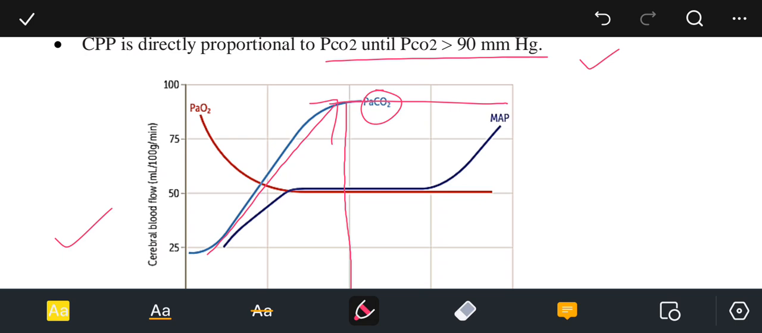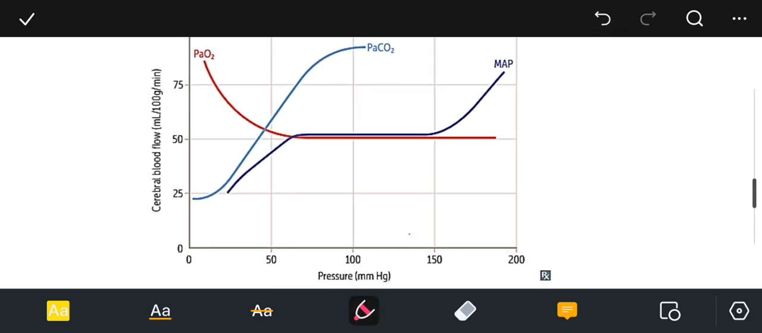Then we have the effect of PaO2. You can see that we require a very low level of oxygen, all the way to 25 mm of mercury, to elicit a very significant increase in the cerebral perfusion.